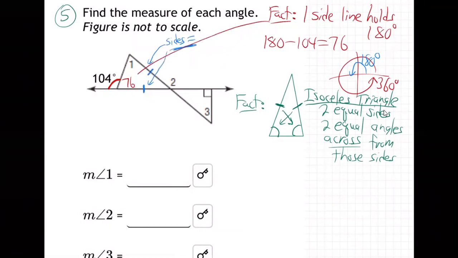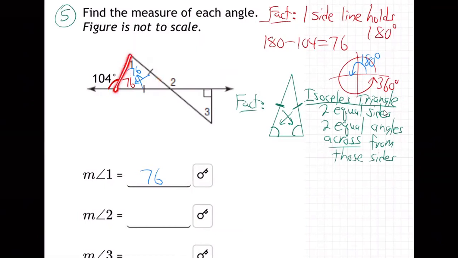because now we know. Oops, let me go back there a little bit. I erased too much. There we go. Because now we know that this has got to be 76 also. So we've got angle 1. They've got to be the same, don't they? Because those two angles are the two angles across from the two equal sides. See how those are the angles? And so it's not this angle up here. That one's across from this side, which is different, right?